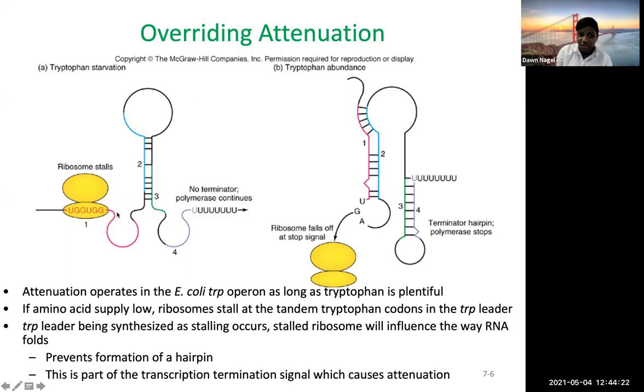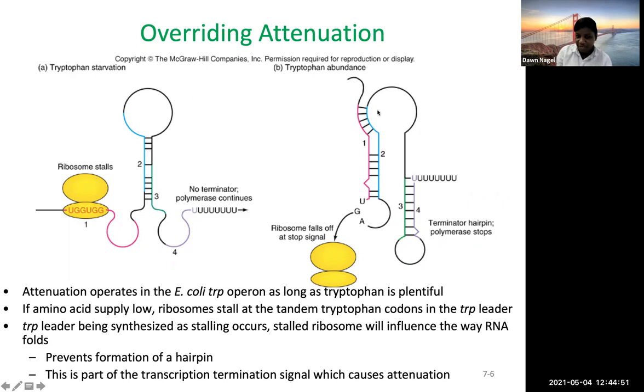So it stalls, and the RNA polymerase continues on. This hairpin structure is going to form, but there's no string of T's. So it will continue and there's no terminator. There's no inverted repeat and string of T's, so the polymerase continues and transcribes the tryptophan genes. And this is how you override that attenuation under situations of low tryptophan.